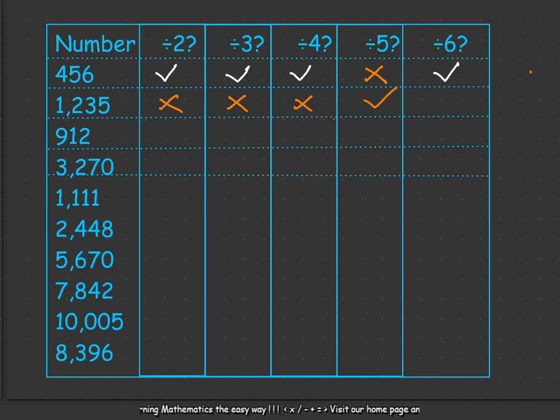Then we come to 6. A number is divisible by 6 if it is divisible by 2 and then also divisible by 3. But over here, it is not divisible by 2 nor 3. Hence, it is not divisible by 6.